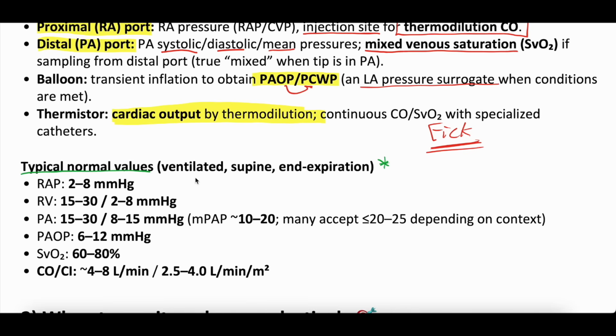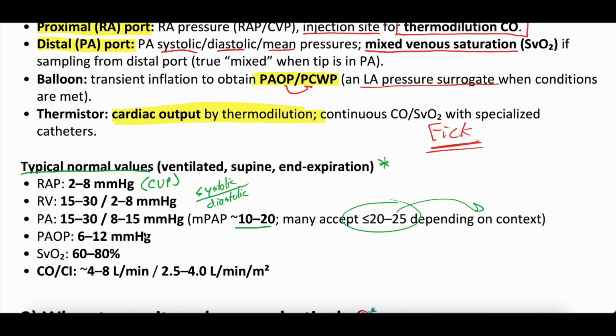As we said, you can get a right atrial pressure, and a normal right atrial pressure, this is the CVP-ish, is 2 to 8 millimeters of mercury. You can get a right ventricular pressure on this catheter too, and the normal right ventricular pressure is 15 to 30 over 2 to 8, right? Because there's a systolic and a diastolic. And I'm not going to spend too much time. I'm just going to read off these pressures because, again, these are things you're probably going to have to revisit and reference. You can then get a pulmonary artery pressure, right? We said the tip of the catheter is sitting in the pulmonary artery, so you can transduce a pressure there. And that normal is 15 to 30 over 8 to 15 with a mean of 10 to 20. Now, some accept less than 20 depending on the context, but normal mean is 10 to 20.